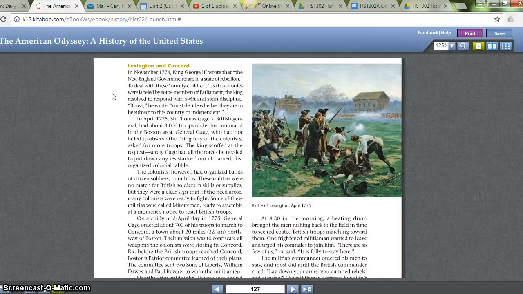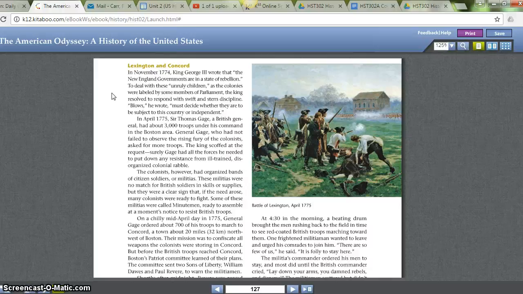In April 1775, Sir Thomas Gage, a British general, had about 3,000 troops under his command in the Boston area. General Gage, who had not failed to observe the rising fury of the colonists, asked for more troops. The king scoffed at the request. Surely Gage had all the forces he needed to put down any resistance from ill-trained, disorganized colonial rabble.